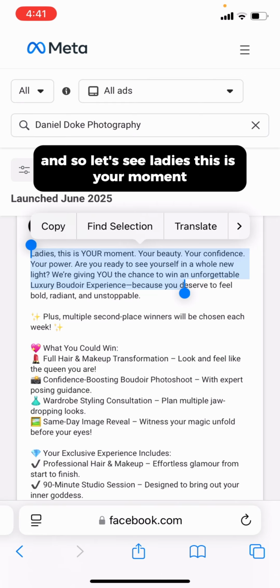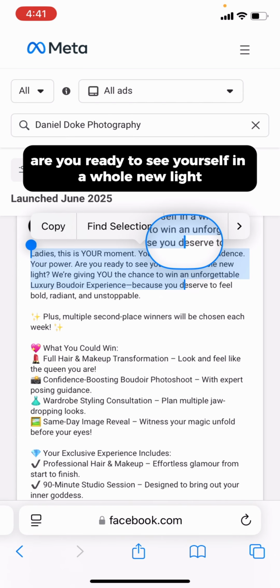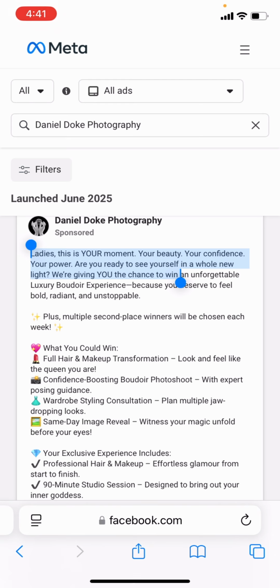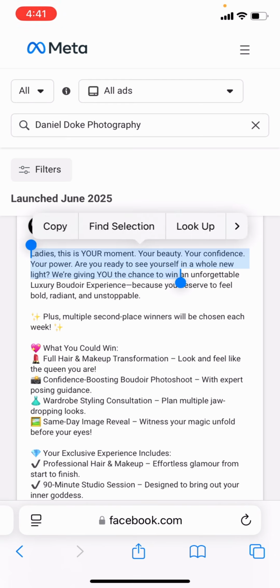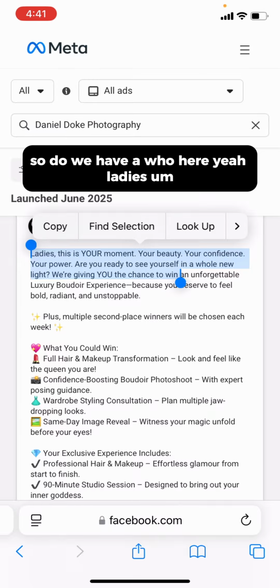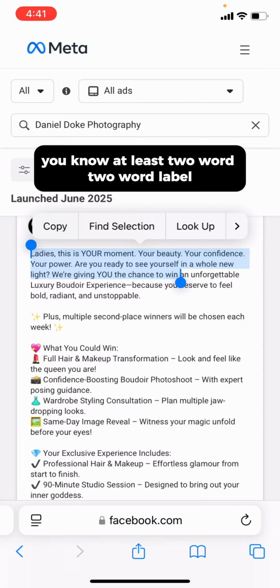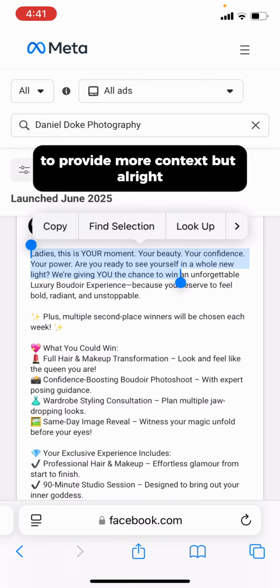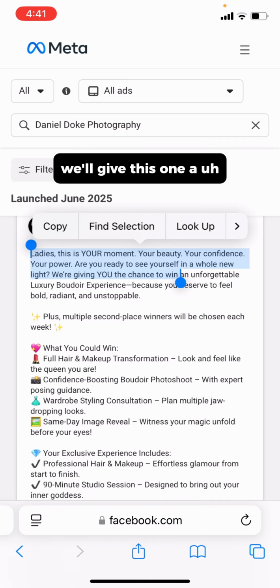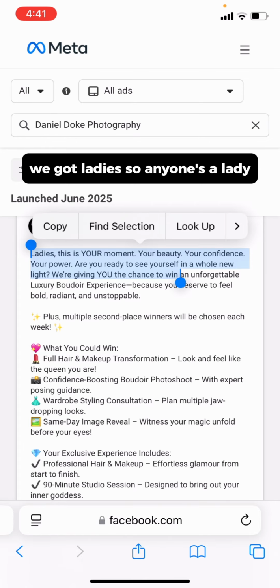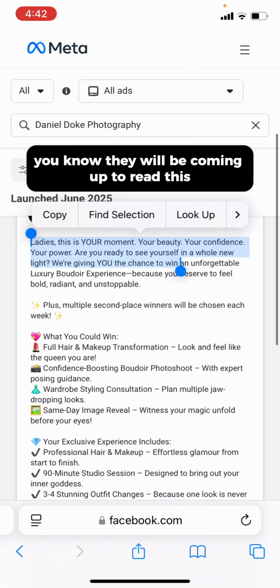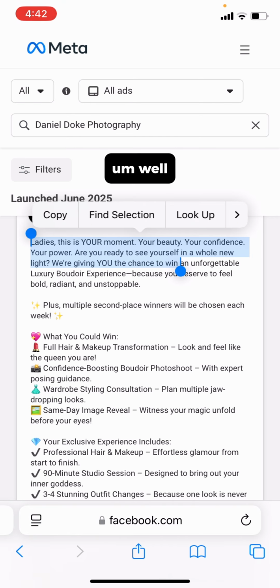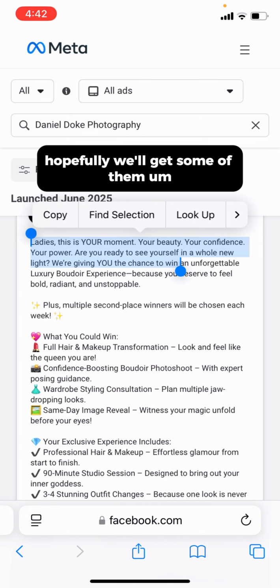And so let's see. Ladies, this is your moment, your beauty, your confidence, your power. Are you ready to see yourself in a whole new light? Giving you a chance to win. Okay. All right, so do we have a who here? Yeah, ladies. I do like to have at least a two word label to provide more context, but all right, we'll give this one a thumbs up. We got ladies, so anyone's a lady, they will be coming up to read this. Well, hopefully. We'll get some of them.